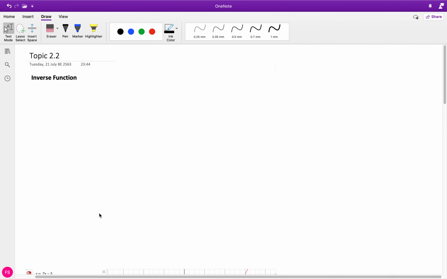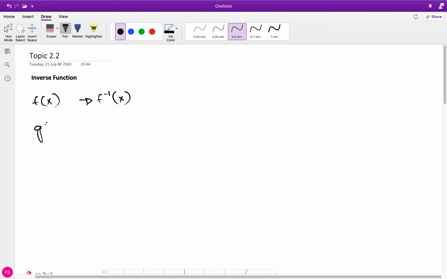In this video, we are going to learn about inverse functions. An inverse function is a function that reverses another function. So let's say your function is f of x, and if you want to find the inverse of this function, you represent that by writing f to the power of -1 of x. This is how you represent the inverse of a function.